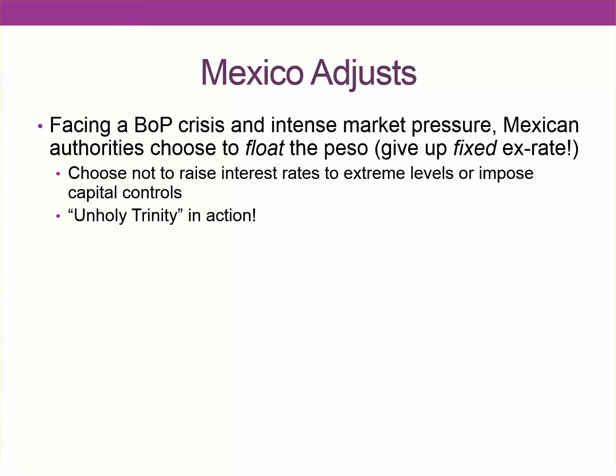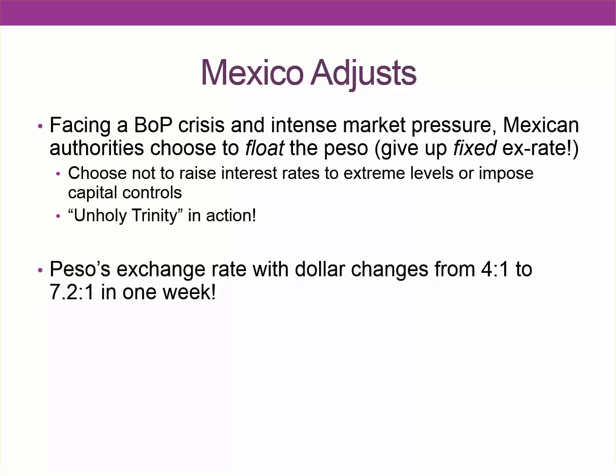What did Mexico do? Well, facing a balance of payments crisis, a currency crisis, and intense pressure, they chose to float the peso and they gave up their fixed exchange rate. They chose not to raise interest rates to extreme levels, and they chose not to impose capital controls. This is a great example of Mundell-Fleming, the unholy trinity, in action.